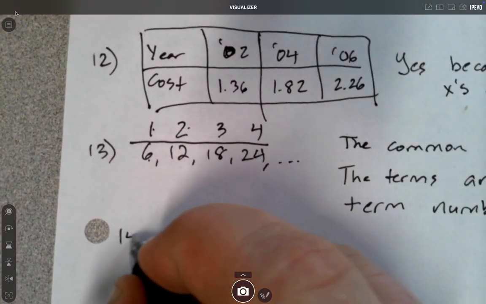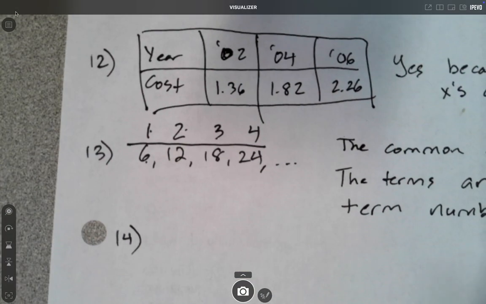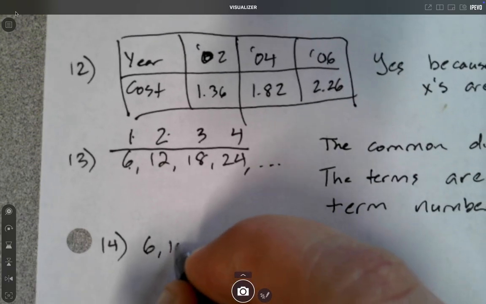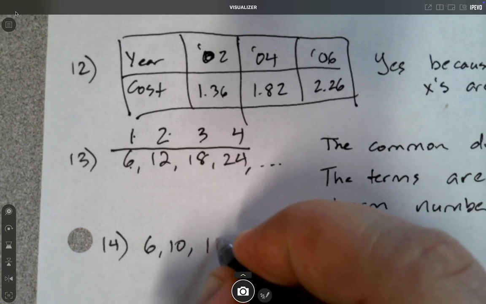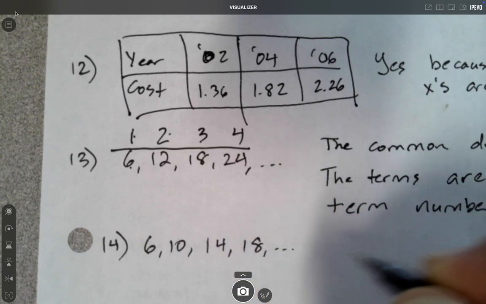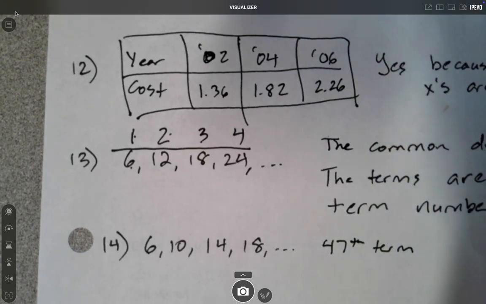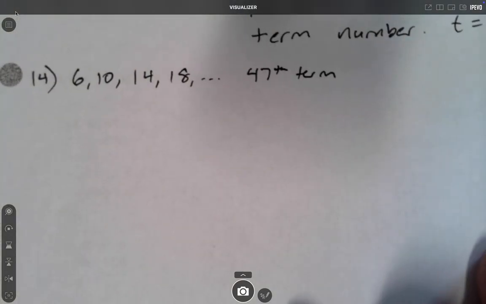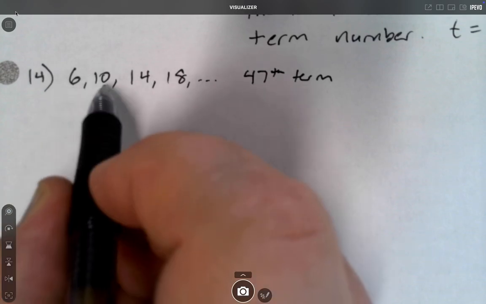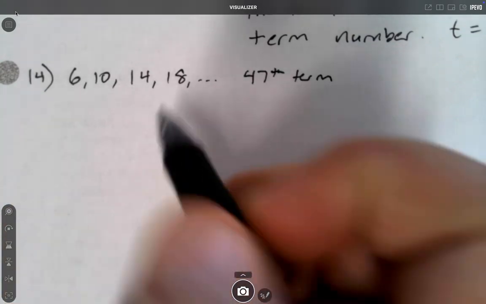All right, 14. Write an equation and find the indicated term. So in 14, it asks us to do 6, 10, 14, 18, and wants the 47th term. Okay. So let's figure out the common difference. 6 to 10, that's plus 4, plus 4, plus 4.